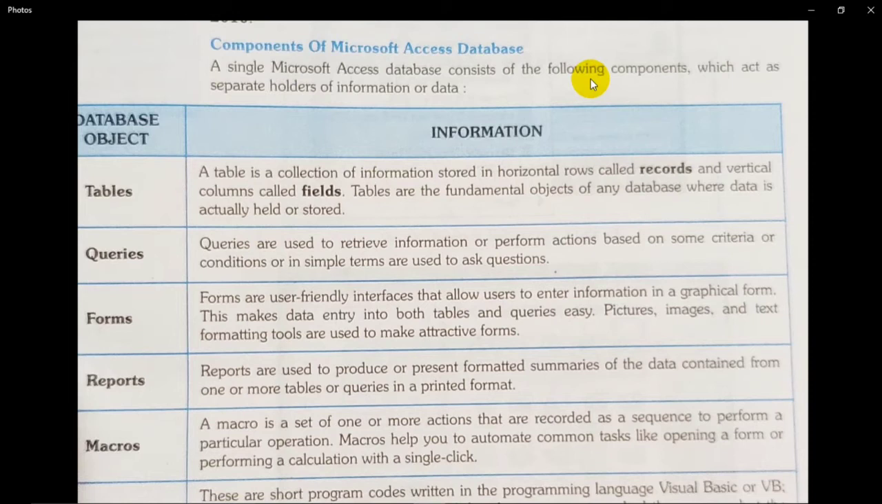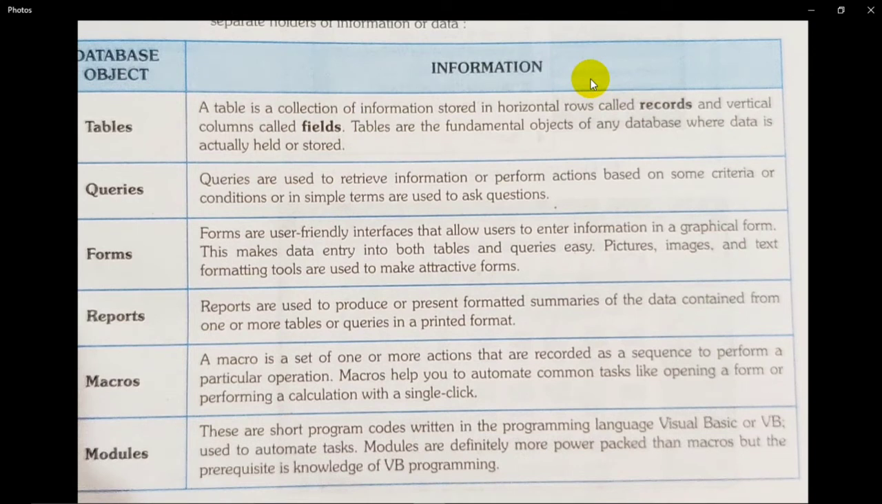Macros. Here are the macros. A macro is a set of one or more actions that are recorded as a sequence to perform a particular operation. Macros help you to automate a common task like opening a form or performing a calculation with a single click. So basically all these are the different objects which we can find in Microsoft Access, and this is the information relative to those objects.